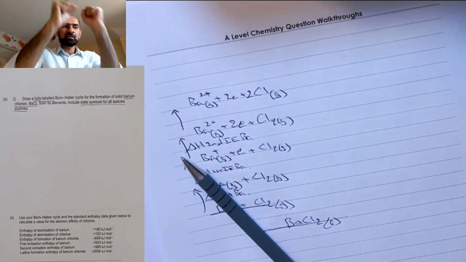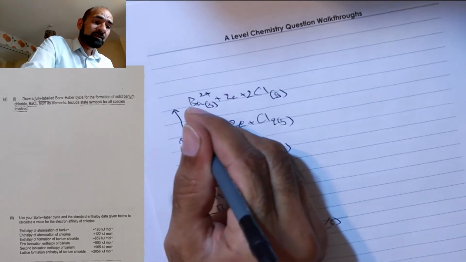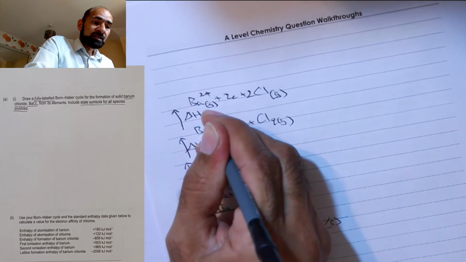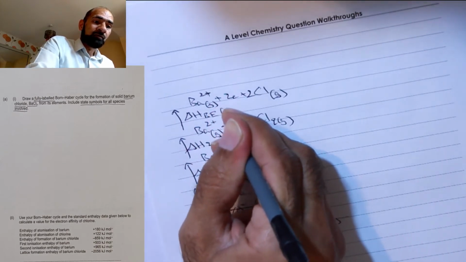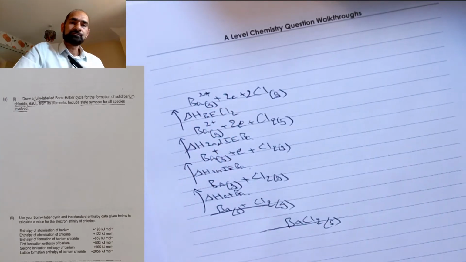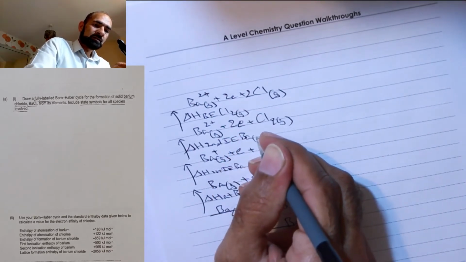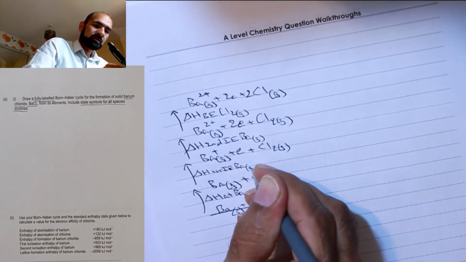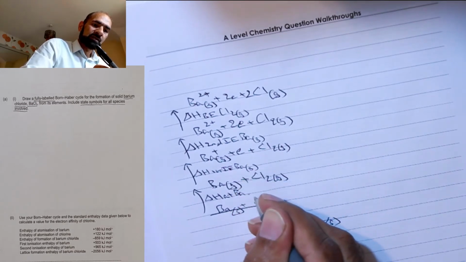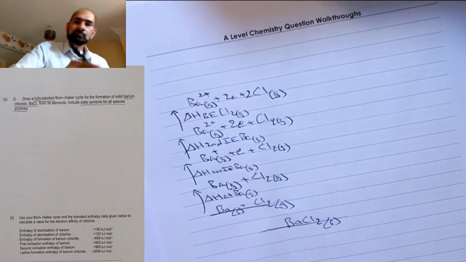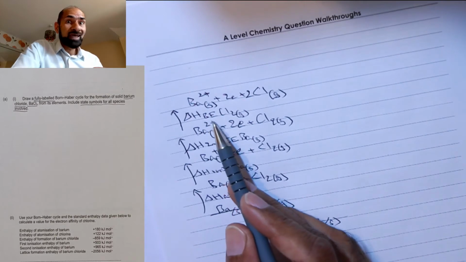So that's bond enthalpy. So here it's not enthalpy of atomization, it's bond enthalpy of what? Of chlorine. Okay, and this is gaseous, because I'm ionizing gaseous, and this is solid. Okay, so that is bond enthalpy.